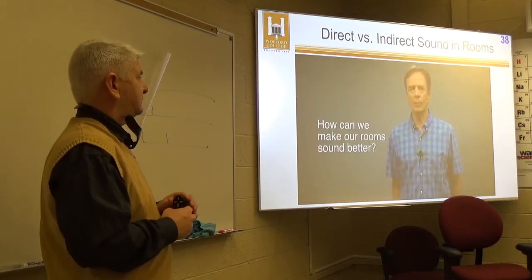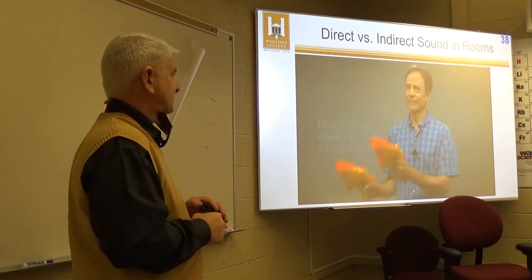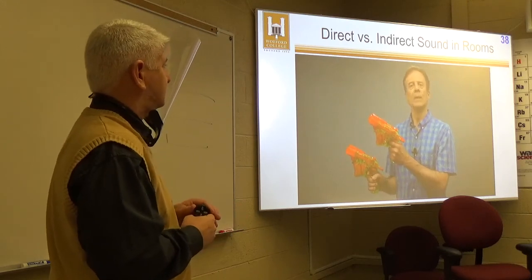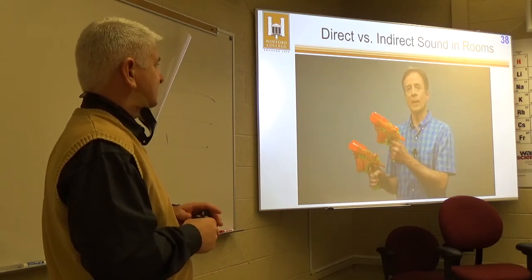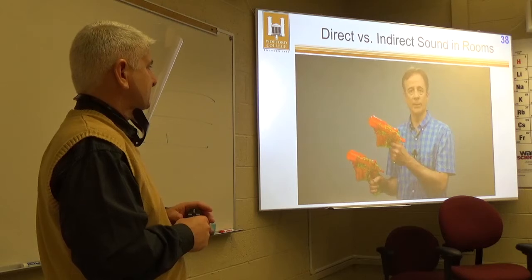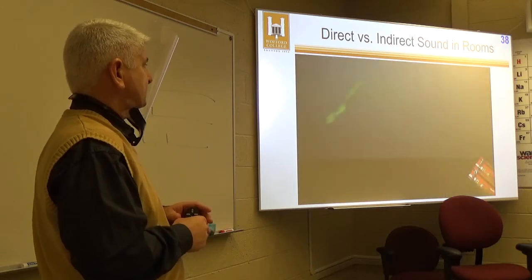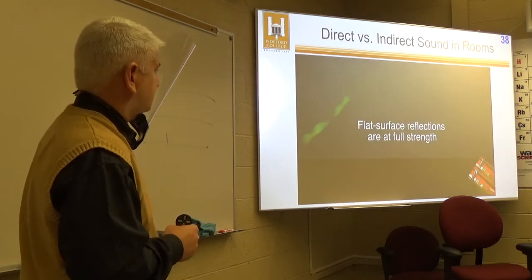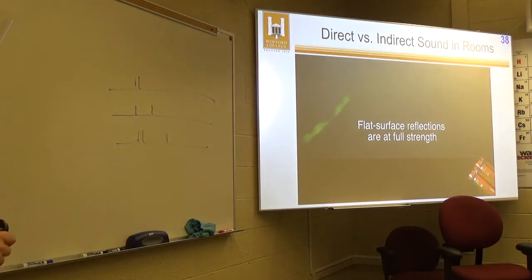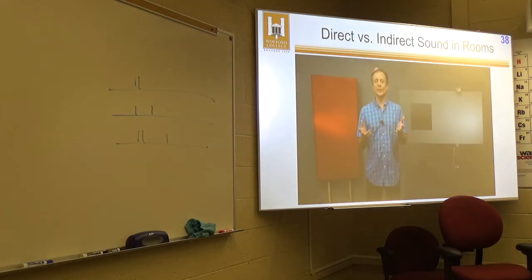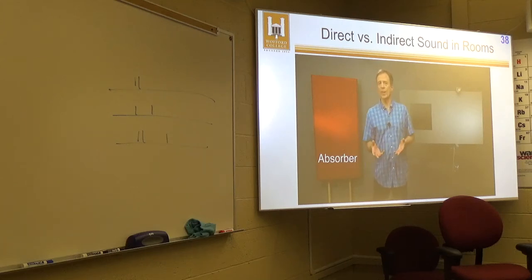How can we make our rooms sound better? Remember our Nerf guns? I'll shoot these at the same time, again representing a sound wave bouncing off a wall. Both discs bounce together in the same direction, which means the reflected sound is at full strength. Now let's use the first of our two acoustical tools, an absorber, to reduce the strength of sound bounces.